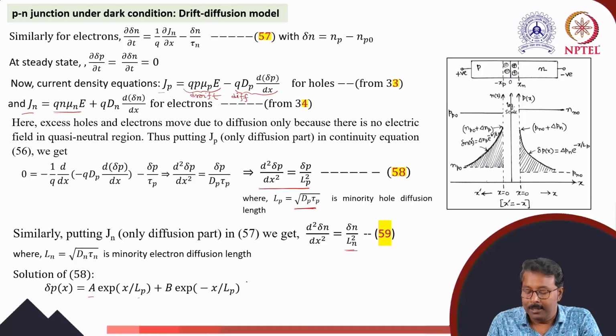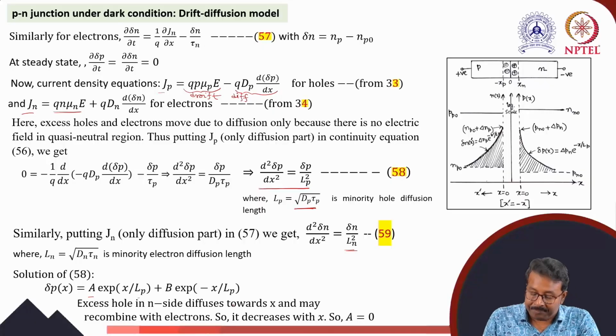This constant Lp is the root of Lp squared, so this term is coming here. And in the solution, if you observe, this x is positive here. So in the figure, if you move from left to right, that means x is increasing. If x is increasing, we observe that delta p is decreasing, as per the physics.